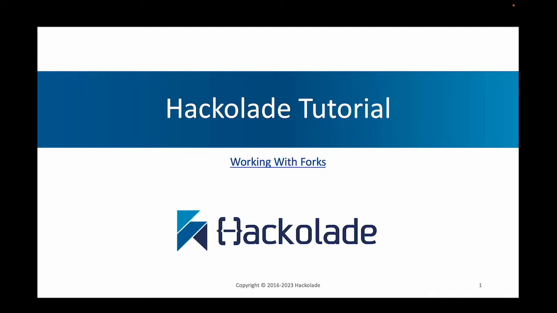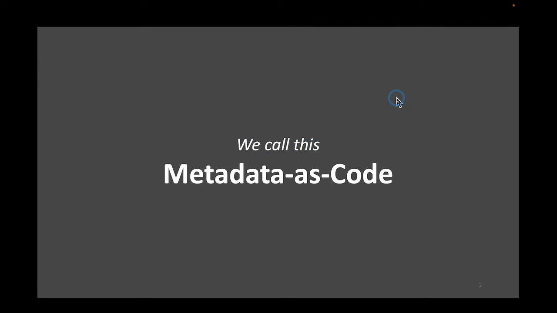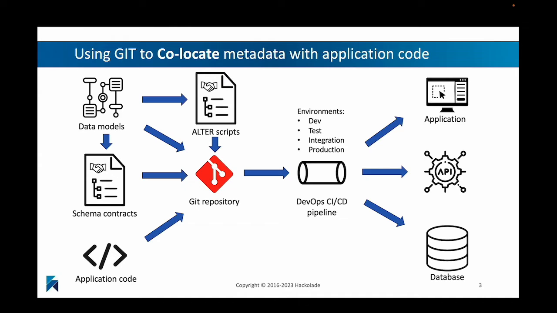Today we're going to be talking about something that is quite specific, but really useful and very important, which we call working with forks. This is part of a broader strategy that we call metadata as code, right? Metadata as code is all about making sure that you can collaborate with all the different stakeholders in your organization around one single source of truth, which is the repository of your data models, which is the Git repository.